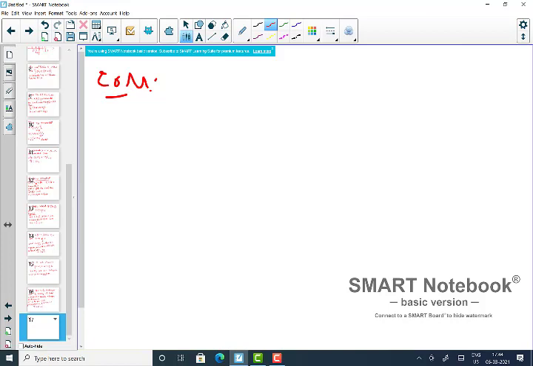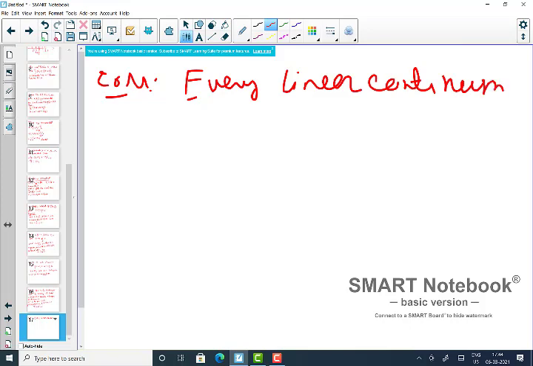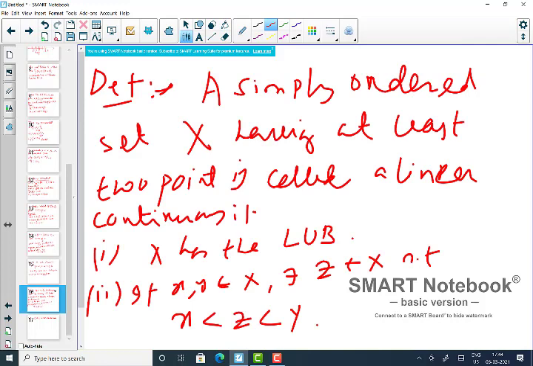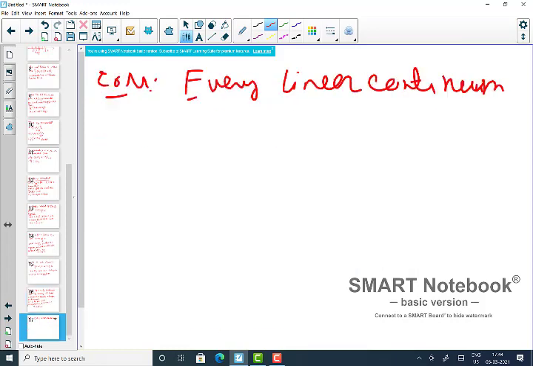Every linear continuum is connected. Okay, so this is not only special about R. Whenever you have a linear continuum, it must be connected.